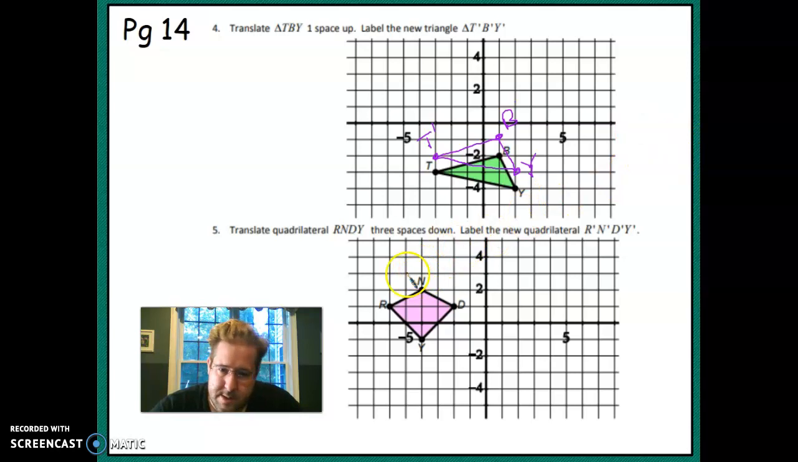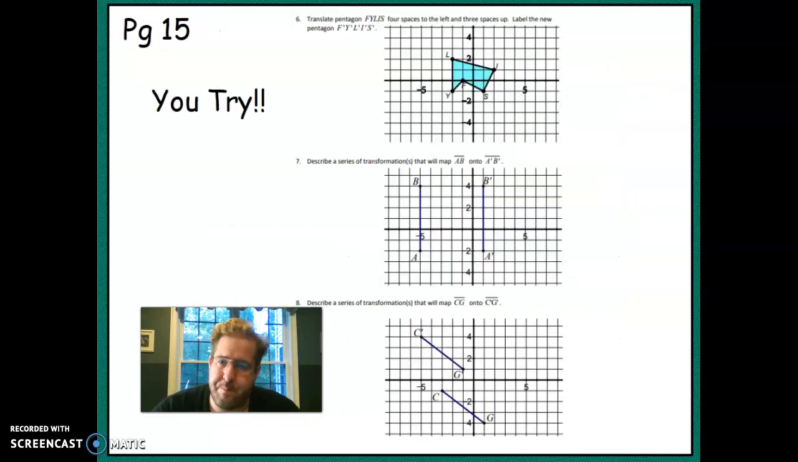Same goes for this next question. It says 3 spaces down, so N becomes right here at N prime. 1, 2, 3 is D prime. 1, 2, 3 is Y prime. 1, 2, 3 is R prime. Connect them up, and yes, we have the exact same shape underneath.